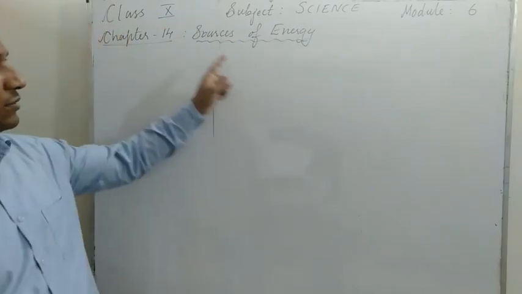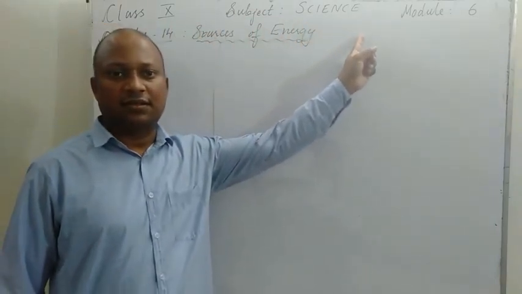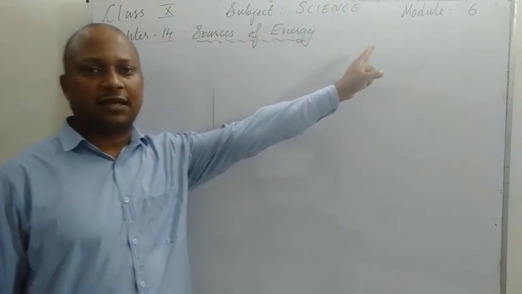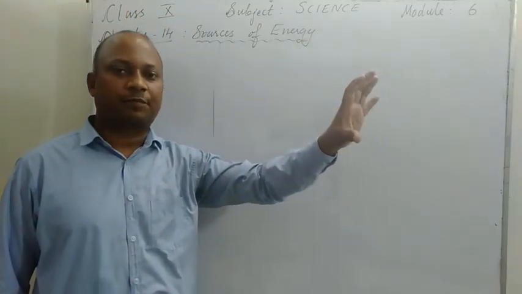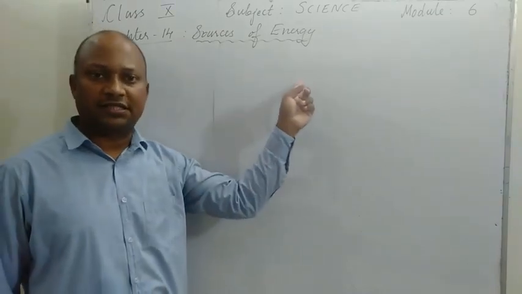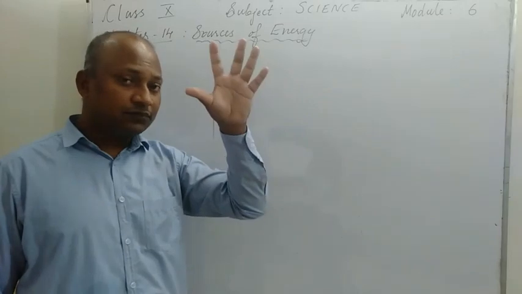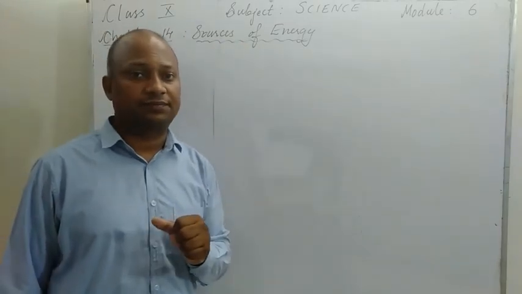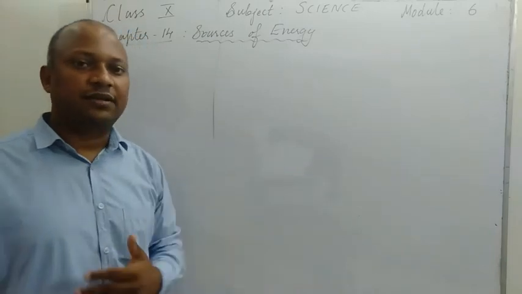Today we are going to learn class 10th science, and this is module number 6. In module number 5 we learned the first part of chapter 14, sources of energy, and we discussed the conventional sources of energy that we are using right now.